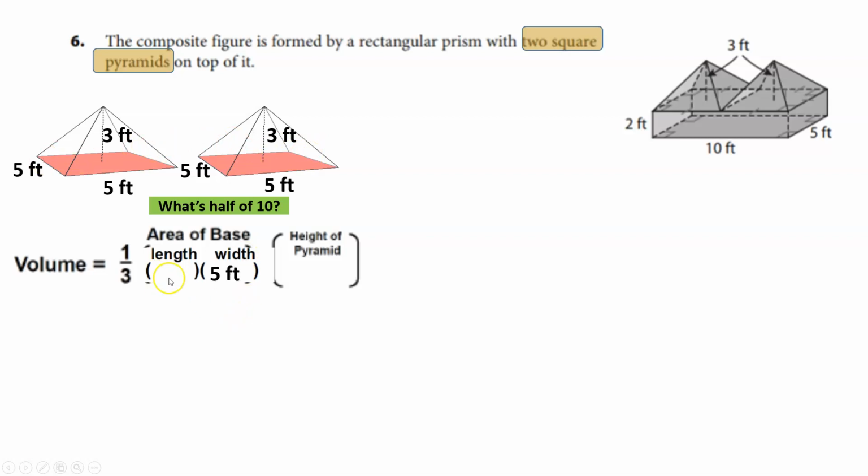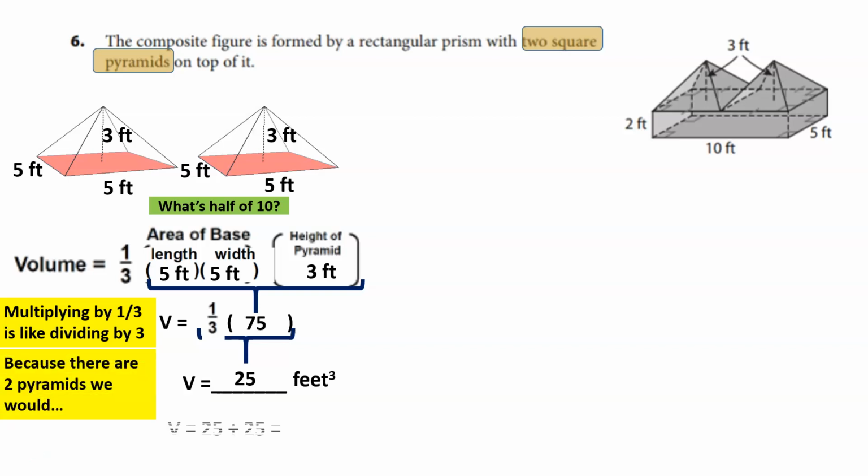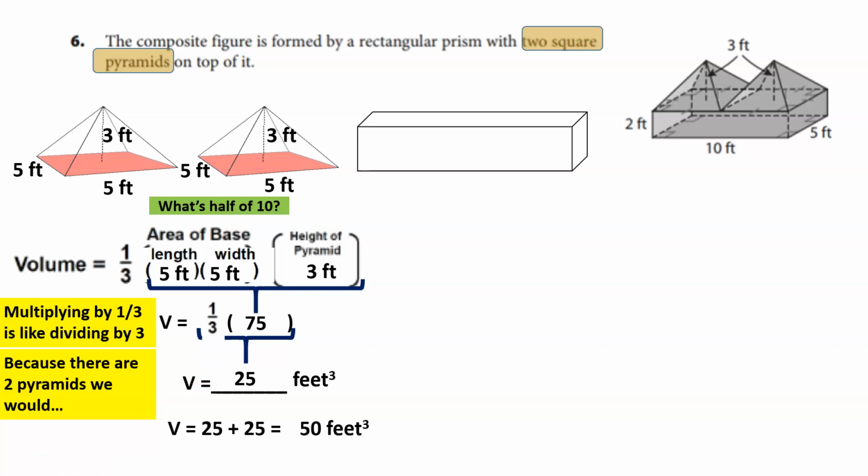So again, let's go ahead and label our length and width. Our height is 3. Go ahead and take a moment right now and calculate that out. And hopefully you calculated that out to be 75. You divided by 3 and got 25. Awesome. Alright, so now since I have two pyramids that are the same size, we're going to add those together. 25 plus 25, which is 50 feet. Awesome. Great.